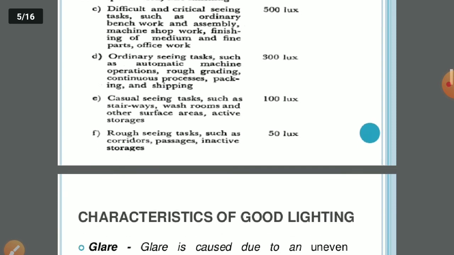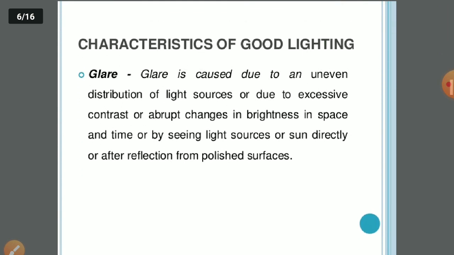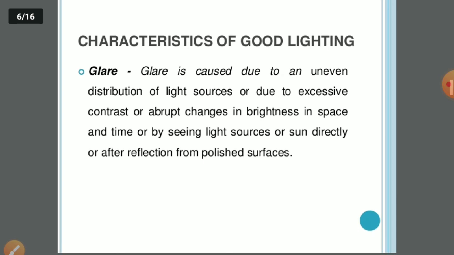Okay, then we'll discuss the characteristics of good lighting. So if you say any lighting scheme is good, there should not be glare. Glare is caused due to the uneven distribution of light source, or due to excessive contrast or abrupt changes in the brightness in space and time, by seeing the light source or sun directly or after reflection from polished surfaces.